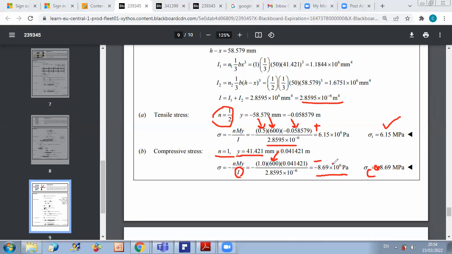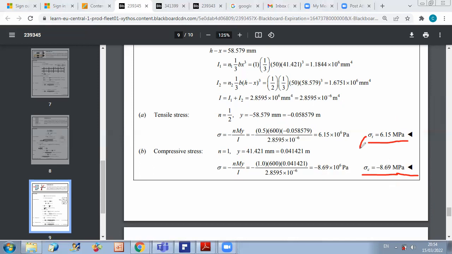So here, since you obtained 10 times a number times 10 to the power 6 Pascal, you can convert to megapascal. So in total, we have a maximum tensile stress of 6.15 megapascal and maximum compressive stress of 8.69 megapascal. Okay. And of course, to verify that we are on the safe side, these values should be compared to the maximum allowable tensile and compressive stress for this material. These two should be below the allowable values to not have rupture of our material.